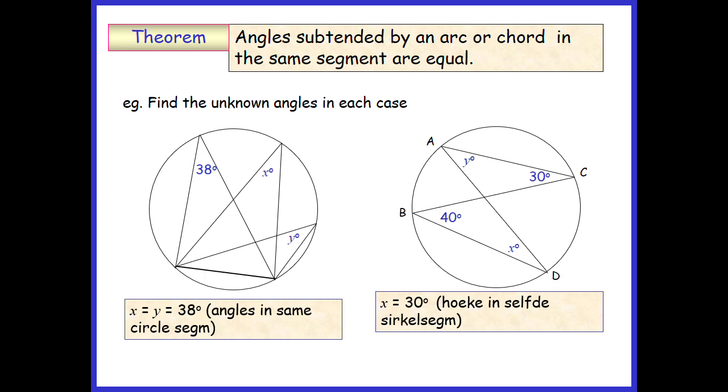Beide die hoek X en die hoek Y, both angles X and Y will be equal to 38 because you see there's a bow tie. Like that. But this one is also a bow tie. Like that. Hulle almal word onderspan deur dieselfde boog. Hulle almal lê op die sirkelrand, so hulle almal is gelyk aan mekaar.